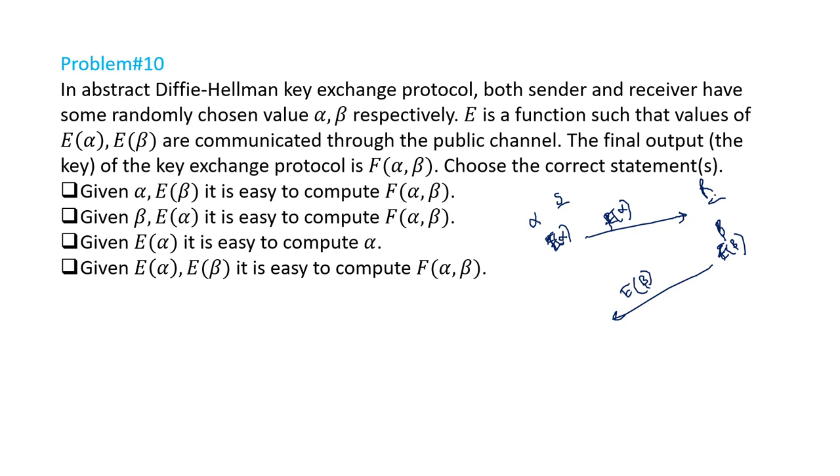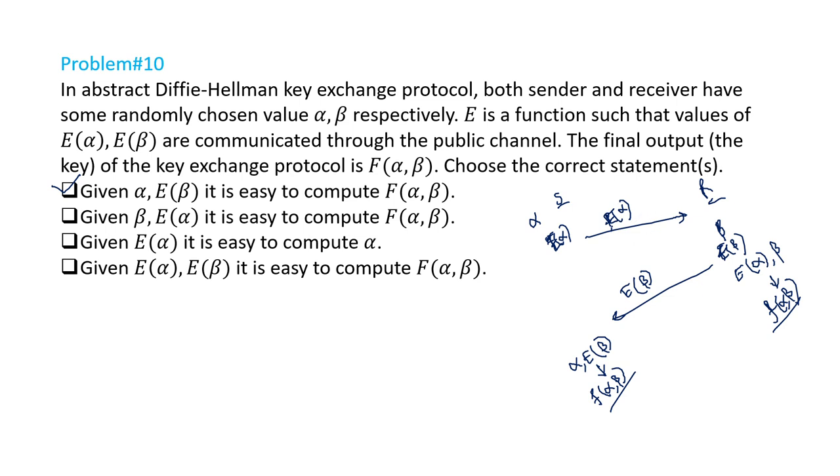So the receiver gets e of alpha and the sender gets e of beta, and now with e of beta the sender somehow combines alpha and e of beta through some function so that it can generate f of alpha comma beta. Here also the receiver gets the e of alpha value from the sender, so using e of alpha and its own secret beta, it somehow combines them to get f of alpha comma beta, to agree upon a common random key. So yes, that is why this is correct. It should of course be easy to compute for both sender and receiver.